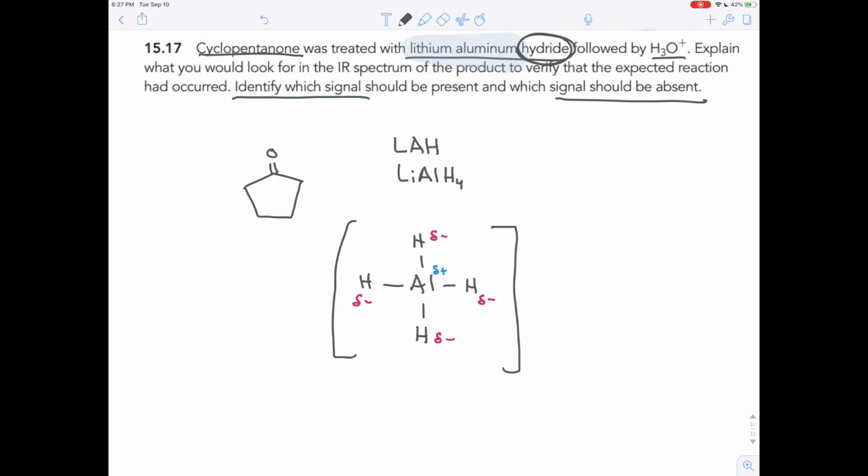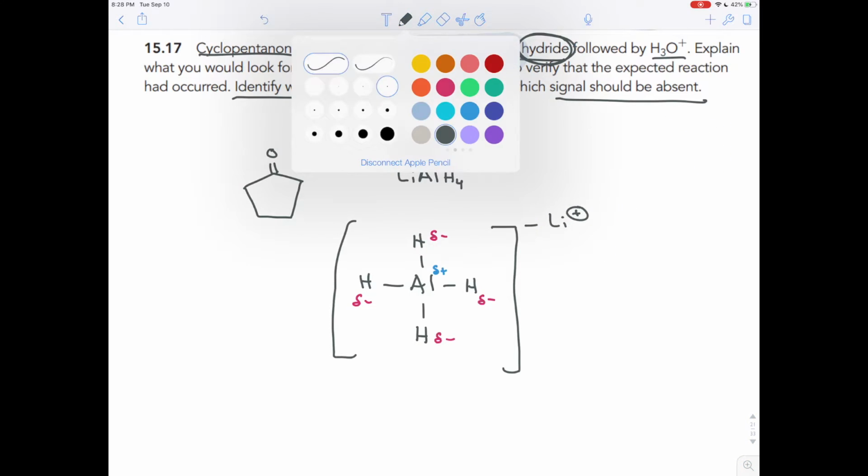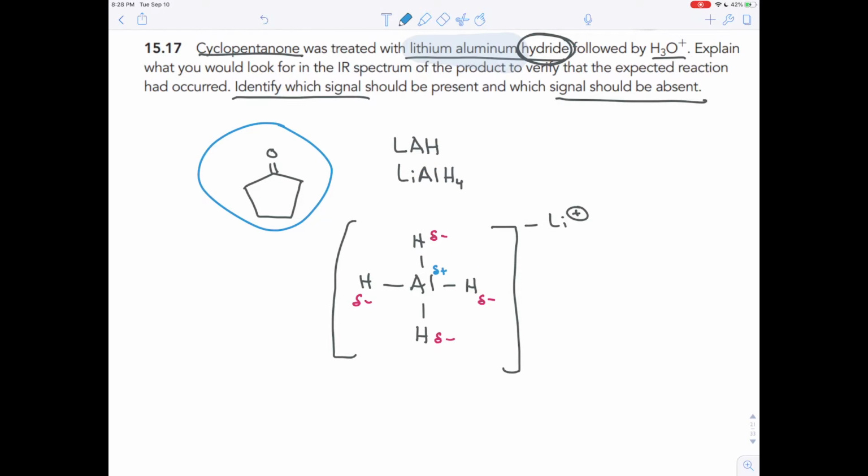Now that whole thing has a negative charge, and lithium is there just to balance it out so the molecule doesn't explode while it's in a jar on a shelf. So that's just there to balance that negative charge. Once you put it into solution, the lithium is going to go off and contemplate its life. So when this lithium aluminum hydride comes into contact with our cyclopentanone, what's going to happen? Well, for that, we have to identify the nucleophilic and electrophilic centers on cyclopentanone.